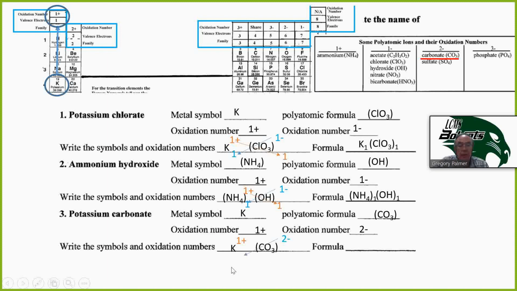What do we do? We crisscross the numbers. So we're going to take that 2, and we're going to stick it right down there, and we're going to take the 1 and crisscross it over to here. And we drop the signs. There's not positive and negative signs in a formula. Like H2O is just H2O. It's not H2 positive or O1 negative or something. There's no signs in a formula. So we have K2, and we're going to have the CO3 with the 1 on the outside.